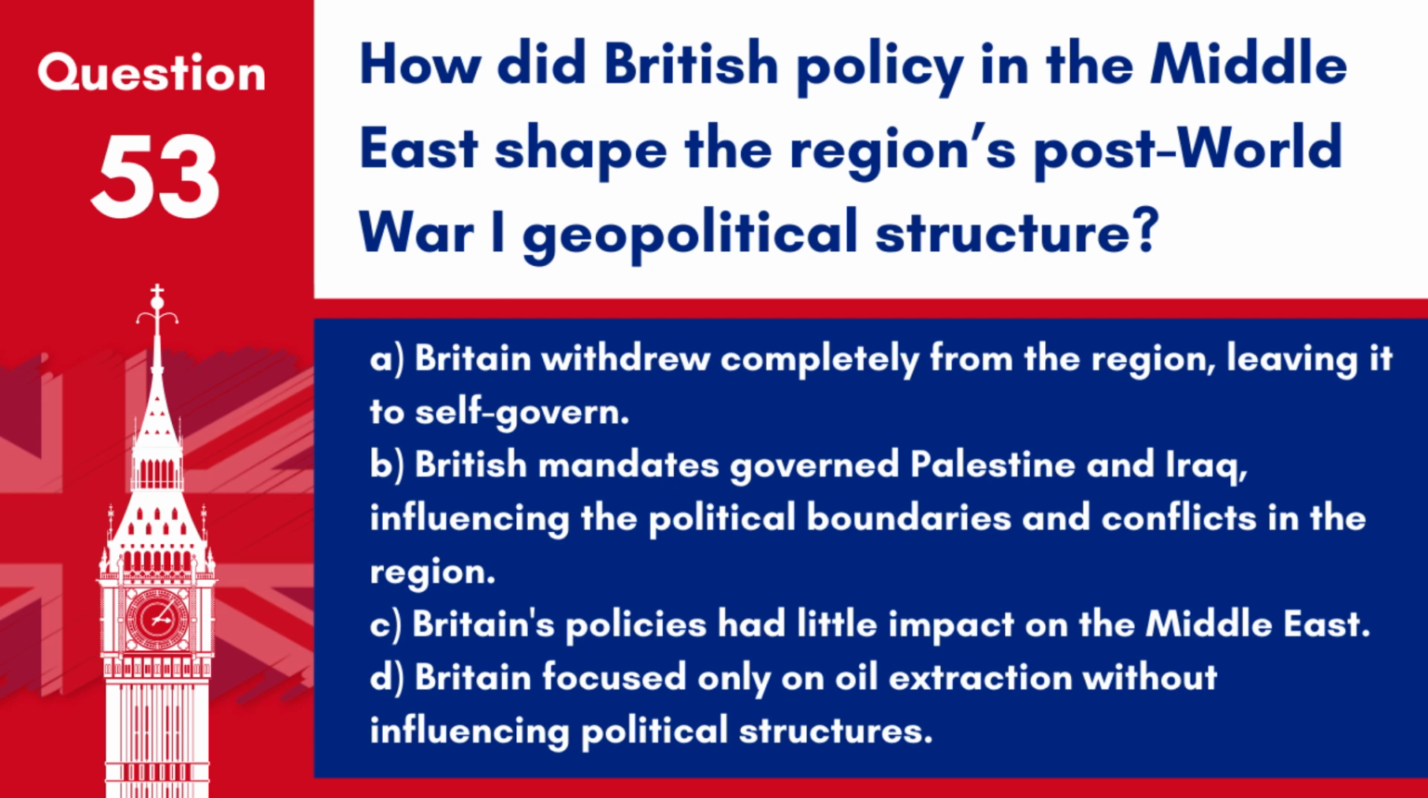Question 53. How did British policy in the Middle East shape the region's post-World War I geopolitical structure? A. Britain withdrew completely from the region, leaving it to self-govern. B. British mandates governed Palestine and Iraq, influencing the political boundaries and conflicts in the region. C. Britain's policies had little impact on the Middle East. D. Britain focused only on oil extraction, without influencing political structures.